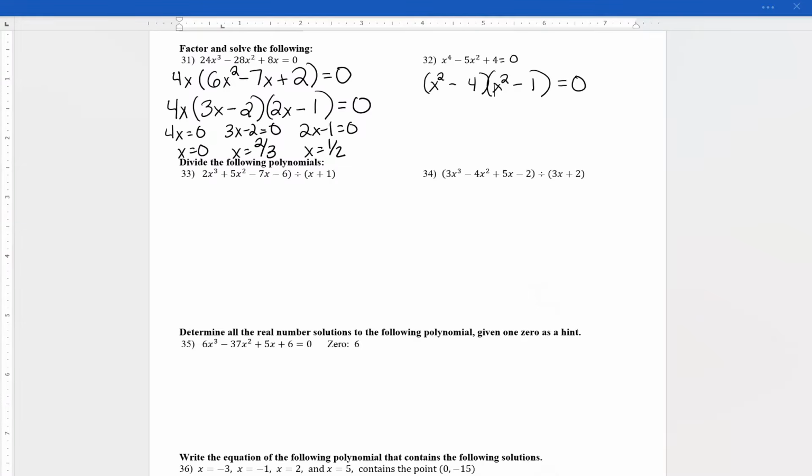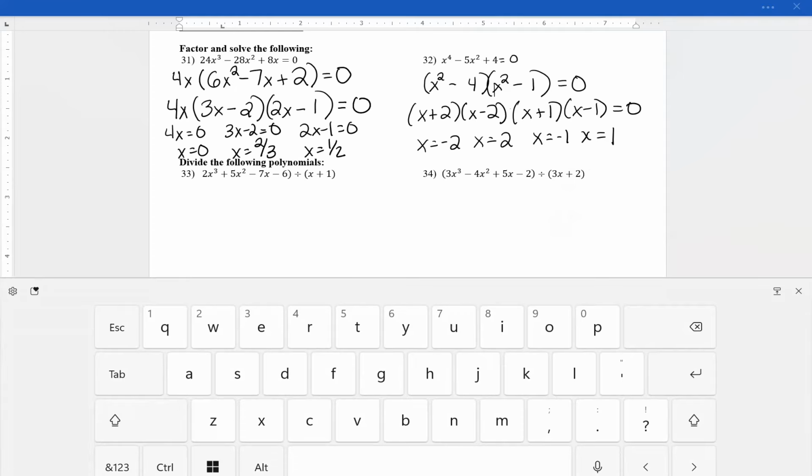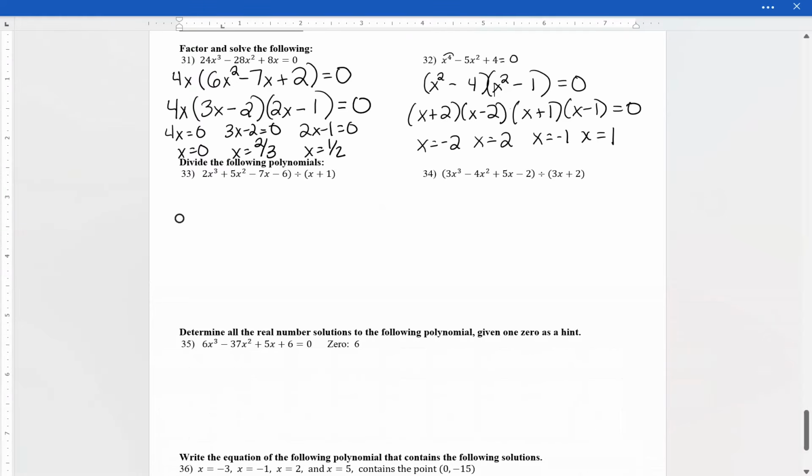But I did notice x squared minus 4 factors again. Remember when we did factoring polynomials, the question we always ask ourselves is, can I factor again? x squared minus 1 factors again as well into x minus 1, x plus 1. Difference of perfect squares right there. So if I set all of that equal to 0, I will get x equals negative 2, x equals 2, x equals negative 1, and x equals 1. 4 answers. Your answers do have to equal the number of your highest exponent.